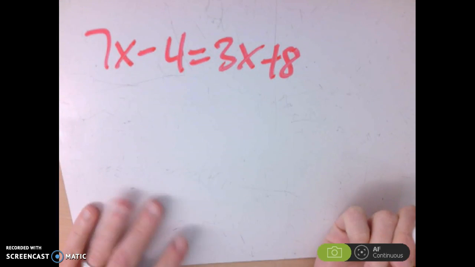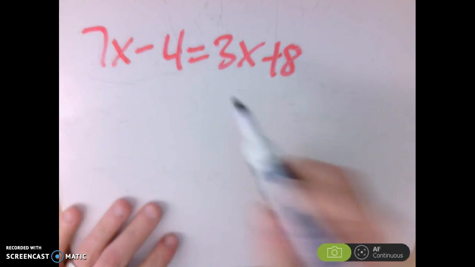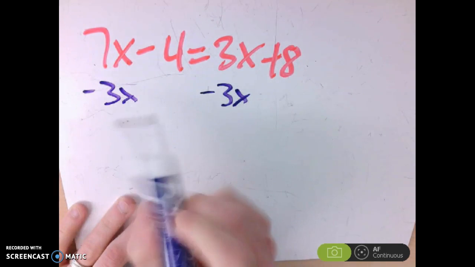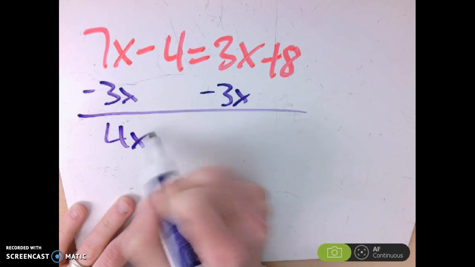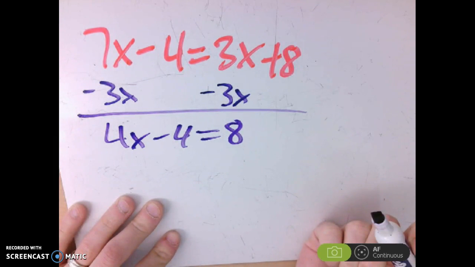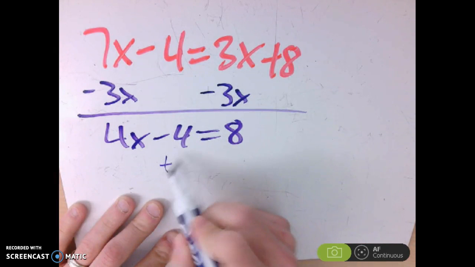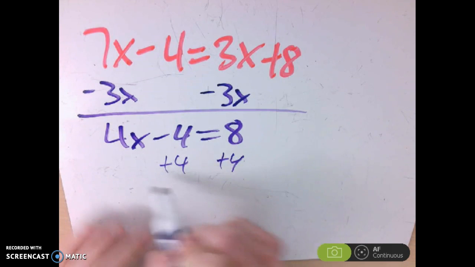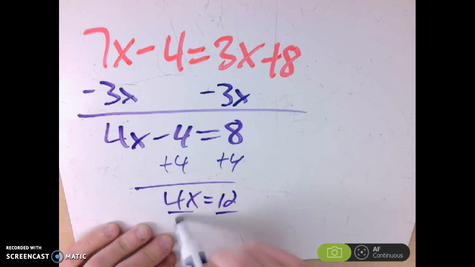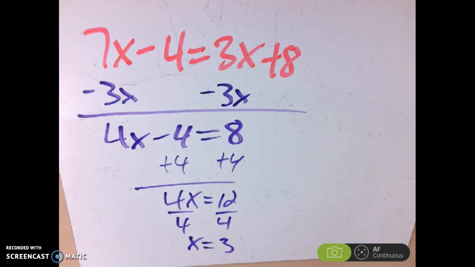So I think the first thing to do, there's a lot of ways to do it, but the first way I would do it is I would subtract my 3x from both sides, minus 3x. So I'll get 4x minus 4 equals 8. And now this looks like a linear equation that we solved about 1,000,000 times. So add 4, I'll get 4x equals 12, divide by 4, I get x equals 3. So that's something that we've done literally 1,000,000 times by now.